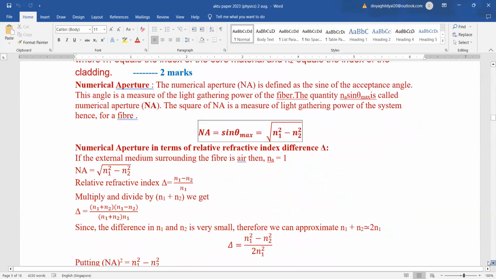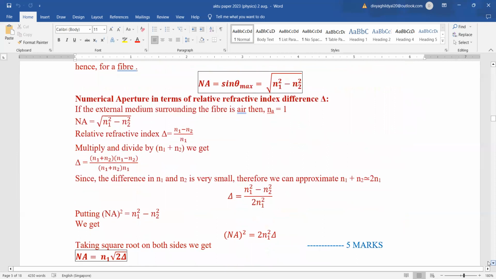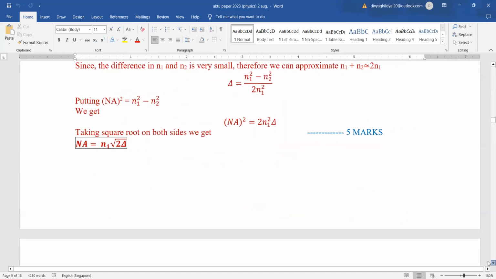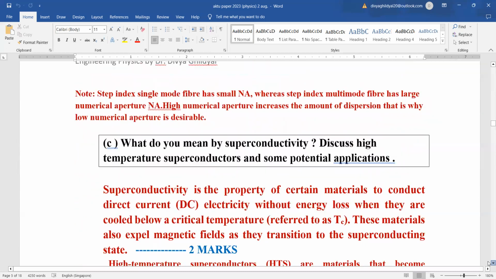What is numerical aperture? Numerical aperture is defined as the sine of the acceptance angle. That is, NA equals under root n1 square minus n2 square. And in a very simple way we just put into this formula, and we get numerical aperture is equal to n1 under root 2 times the fractional refractive index change.